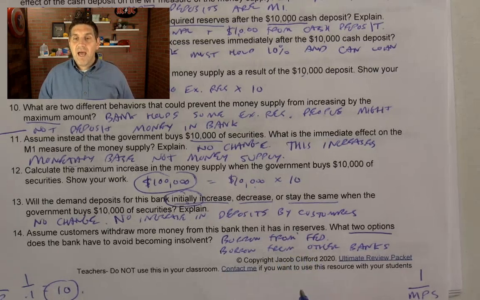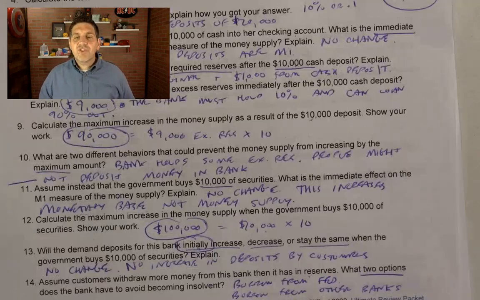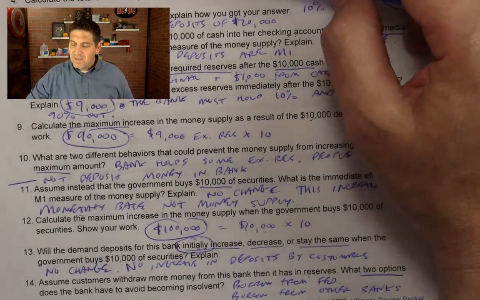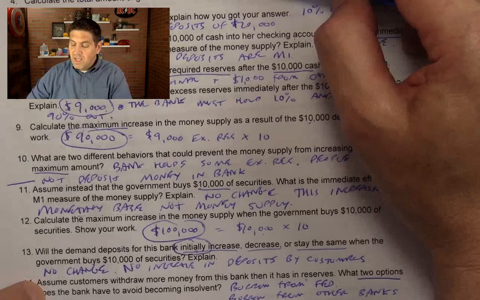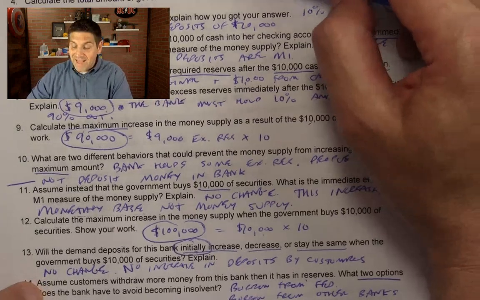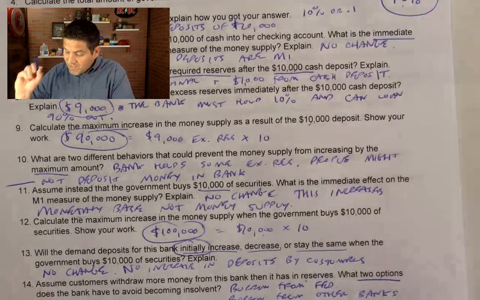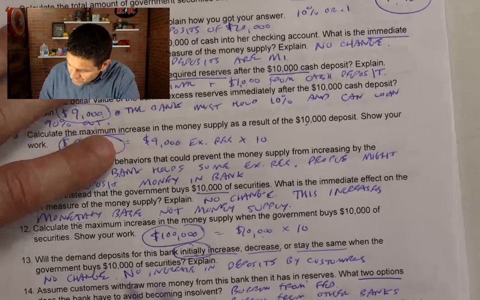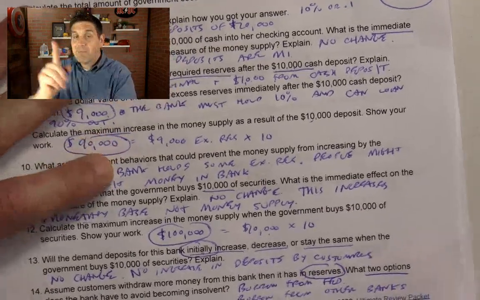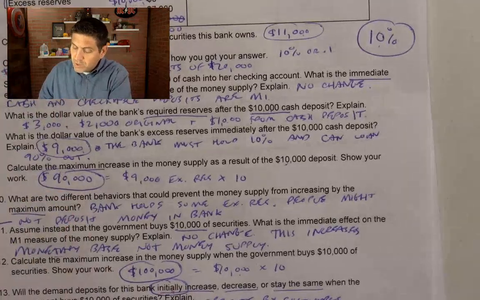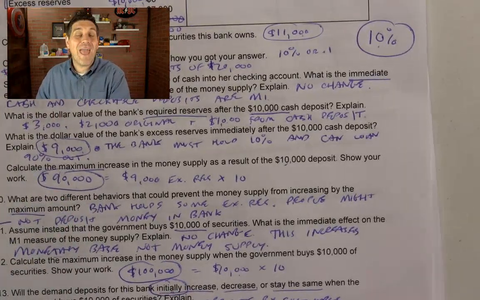Someone I saw in the chat said they can take from their excess reserves. They totally can. I'm saying this person takes out more money than they have in excess and required reserves. And this is actually important. When you see the word reserves, we're talking about both required and excess.